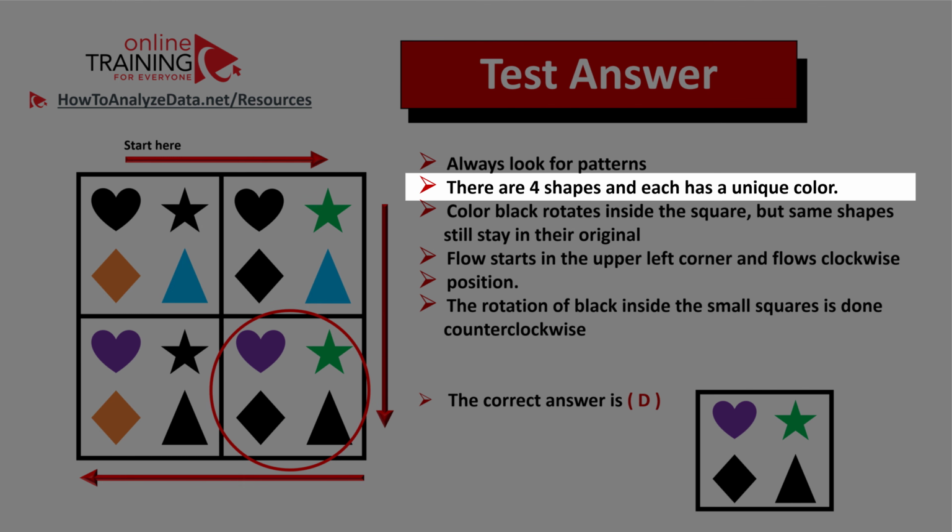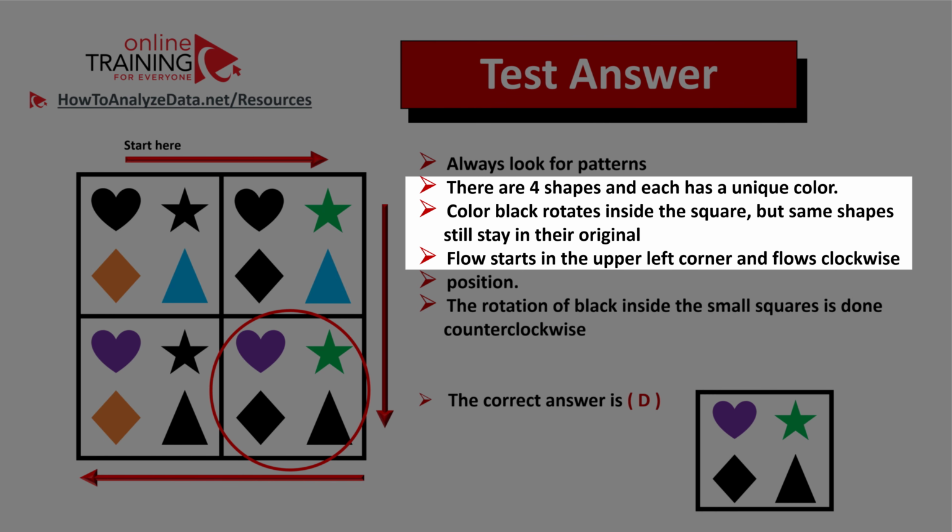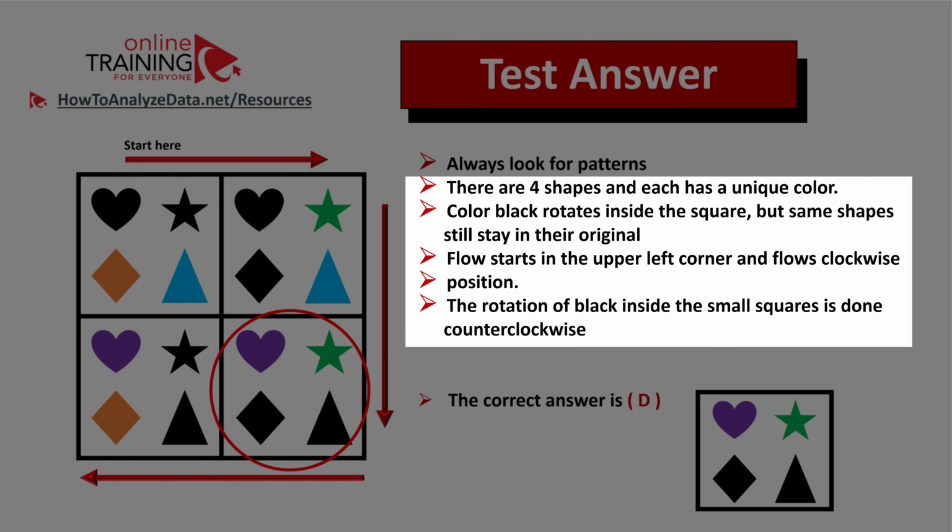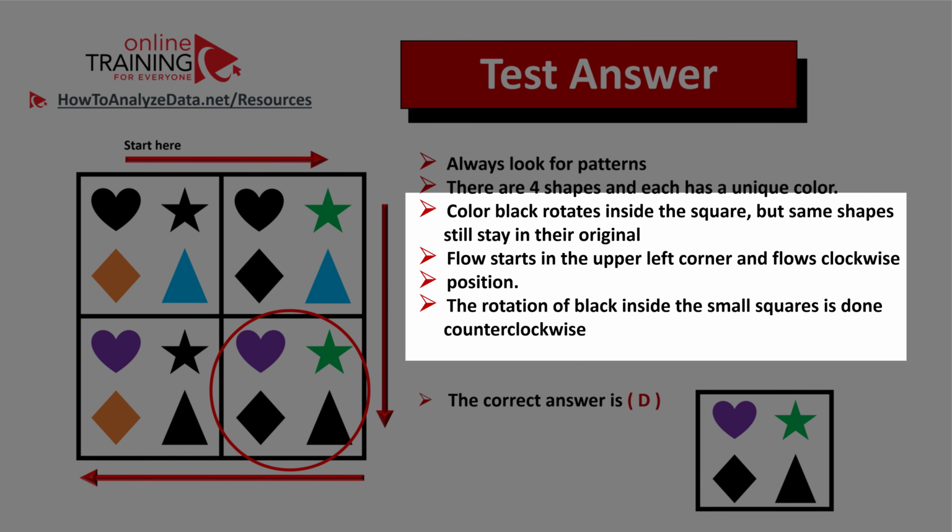There are 4 shapes inside the square, and each shape has a unique color. Shapes stay in place. The only thing that changes is the black color for the shape. What you can see is the pattern of the black colors inside the squares rotates counterclockwise. So, as usual, always look for patterns. You see that the flow among the shapes starts in the upper left corner and goes clockwise. But the rotation of the black color inside the squares goes counterclockwise. So, that's the tricky part of the question. But there's always the right answer. And as you can see, the right answer here is choice D.